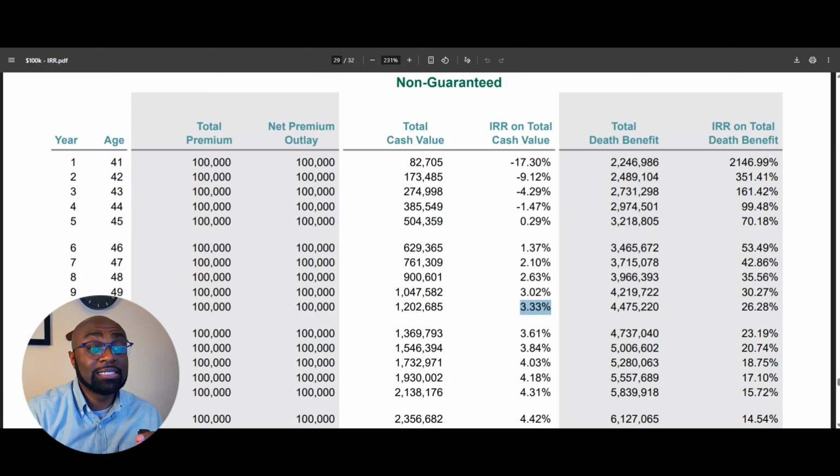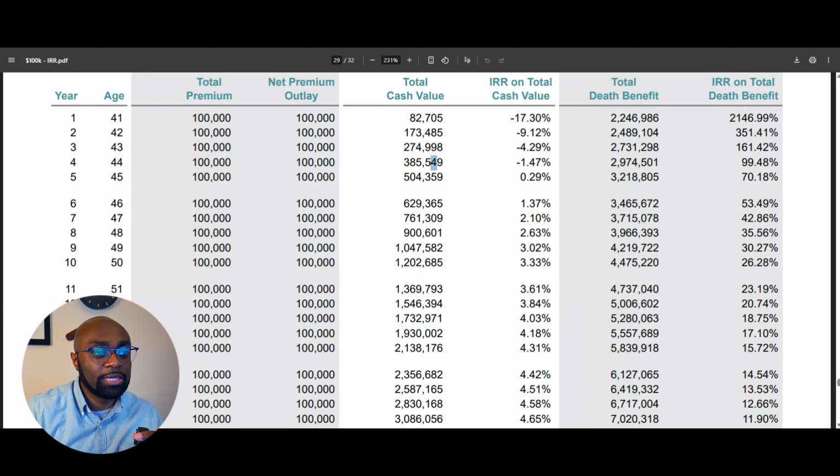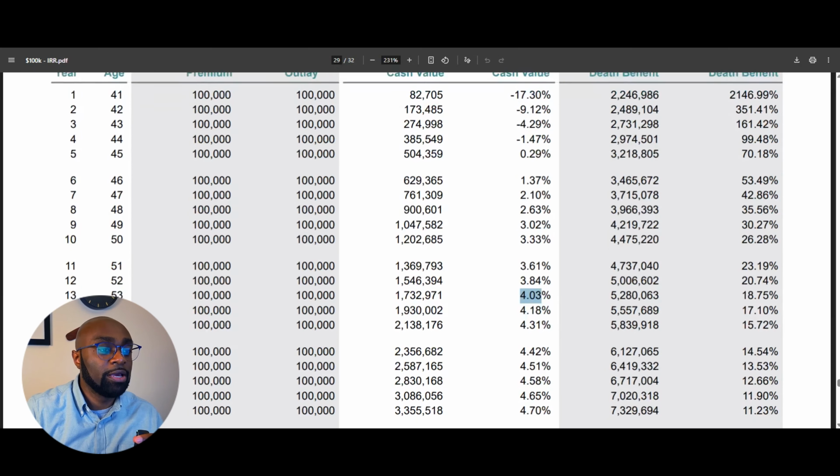The reason this is the case is because internal rate of return includes all the earlier years when the policy was capitalizing, and you're taking care of those early costs for a permanent product like whole life insurance. What it really shows us is a true average over time. That's the reason that as you go through this illustration, you're going to find that it goes to 3.33, 3.61, 3.84, 4.03 and so on.